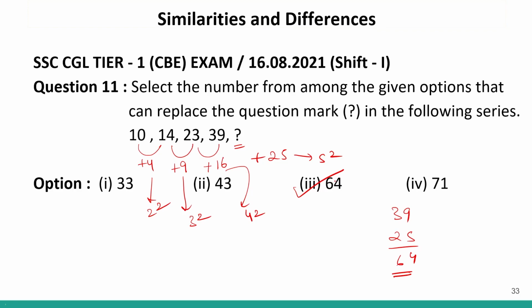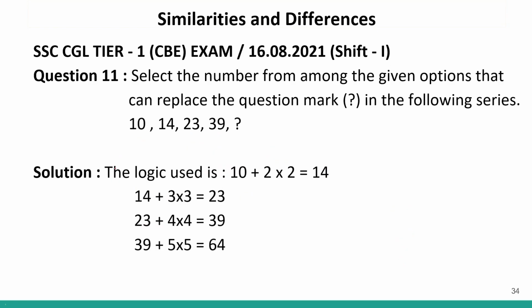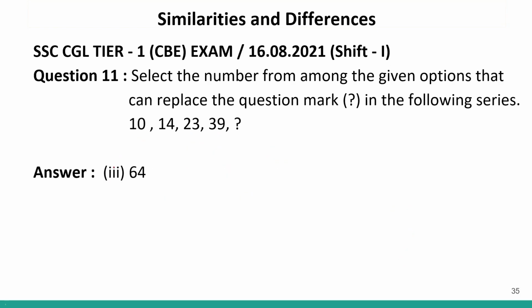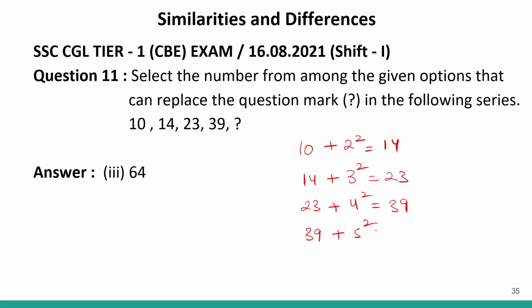Okay. Simply we were adding consecutive perfect squares. We can write it like this. 10 plus square of 2 will give me 14. Similarly, 14 plus square of 3 will give me 23. 23 plus square of 4 will give me 39. And similarly 39 plus square of 5 will give me 64. Okay, so this is one way to write it.